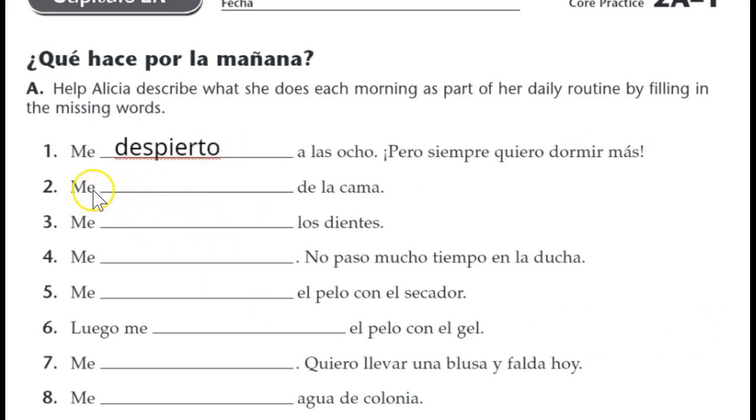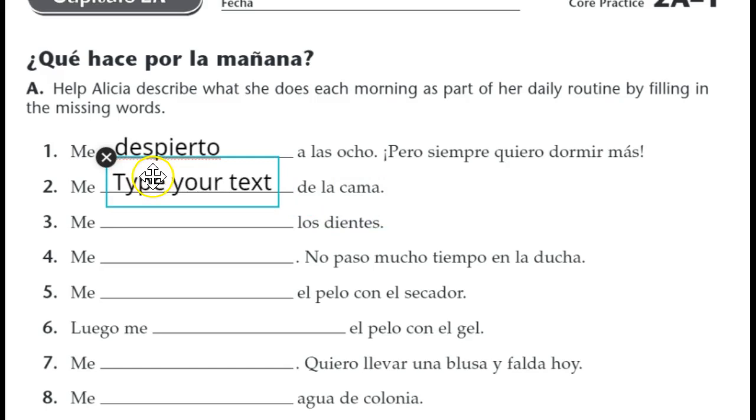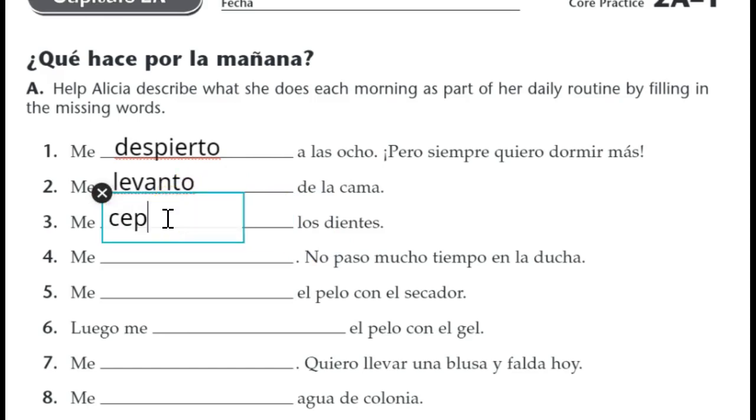Número 2. Me something de la cama, from the bed. Well, she's probably getting up, isn't she? So you see how it's chronological here? It's like a step 1, then a step 2. Me levanto, right? I get up, I lift myself out of bed. Me levanto de la cama. 3. Me los dientes. Something for her teeth. Okay, well, you brush your teeth, right? Me cepillo los dientes. I brush my teeth.